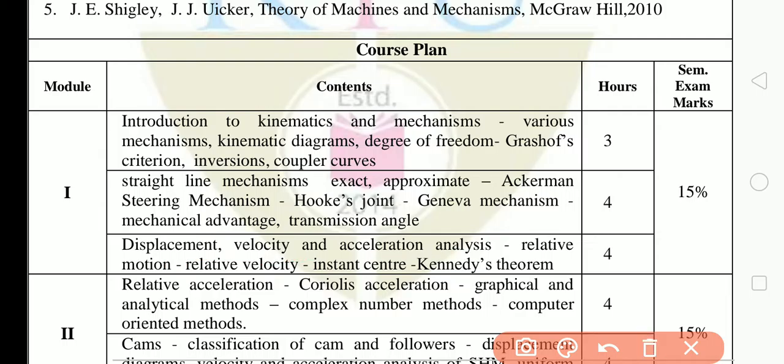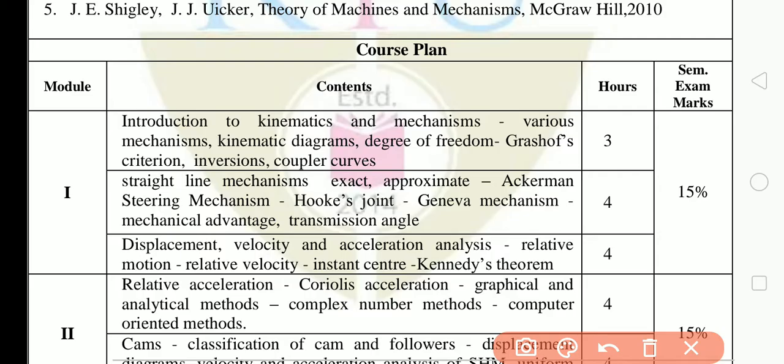By the end of the first module, we will be able to study the different types of mechanisms, and how we can make the acceleration, velocity and displacement analysis of a mechanism. Similarly, the second, third, fourth, fifth and sixth modules are divided in this way, into 2 or 3 parts. Finally, when we complete the 6th module, we will have completed everything mentioned in the syllabus, which I showed you earlier.